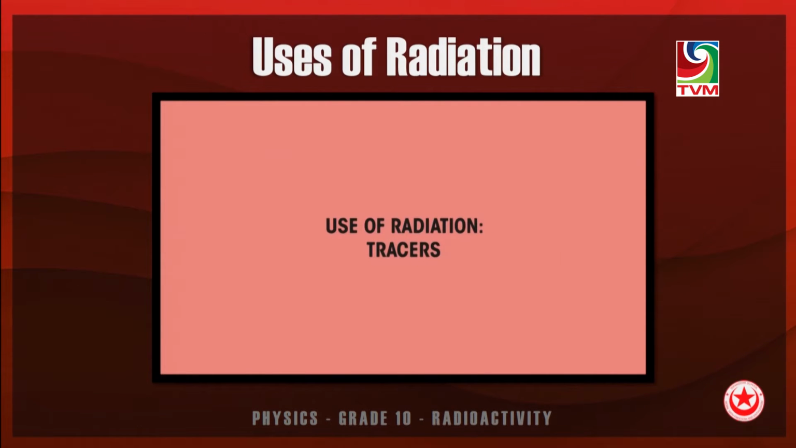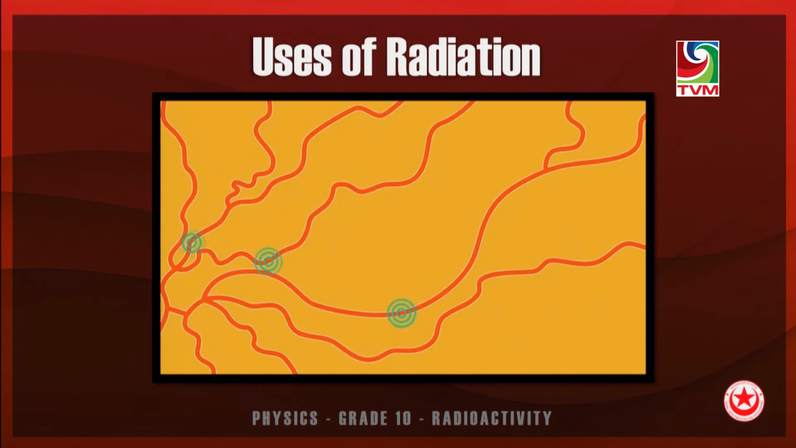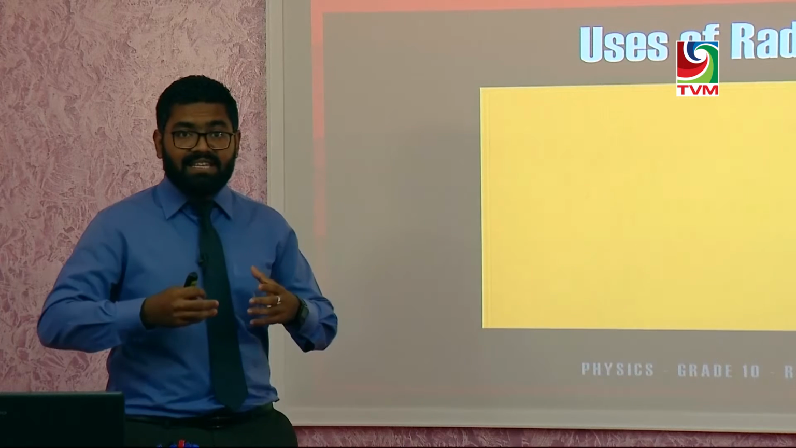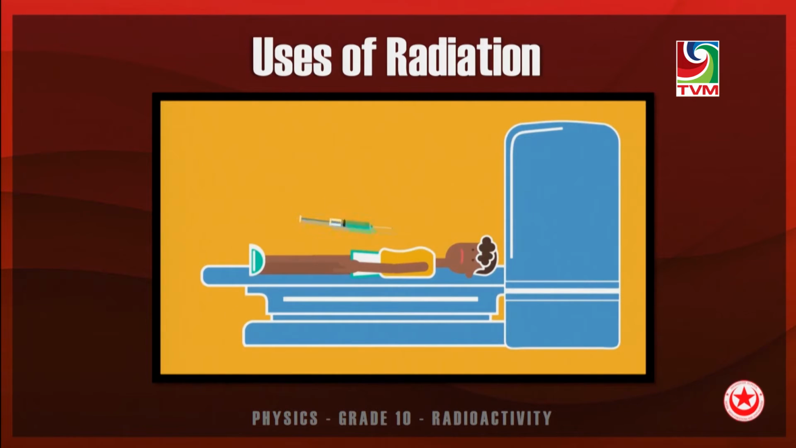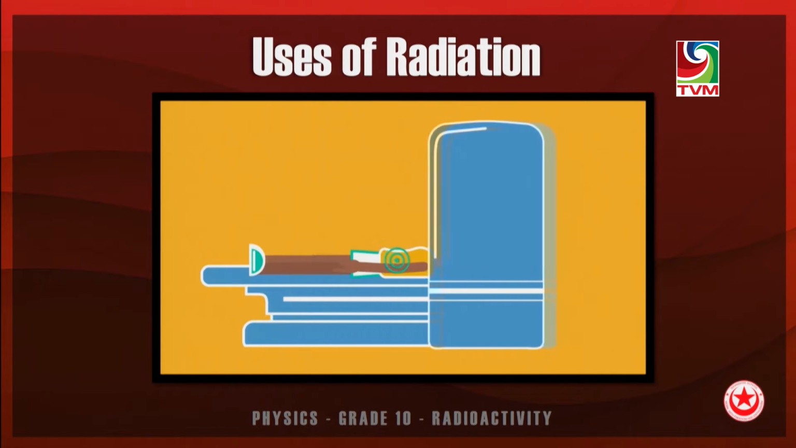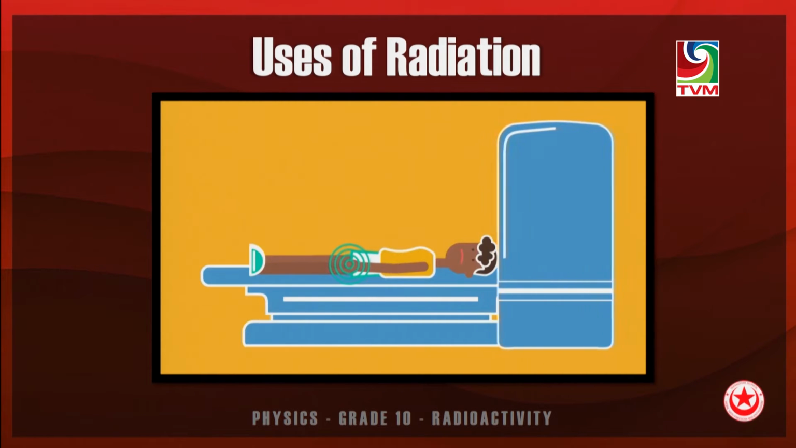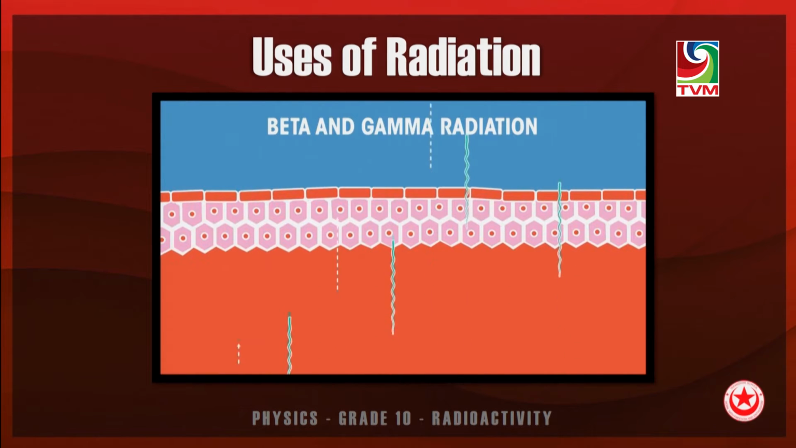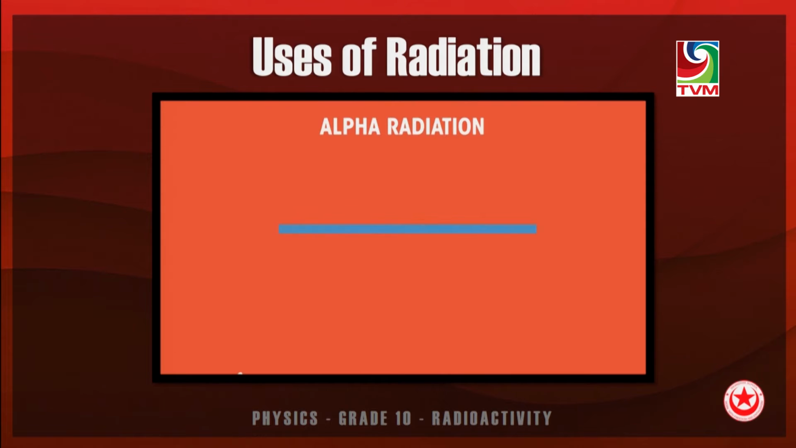Radiation can also be used as tracers. As you can see here, a radioactive substance can be injected into our bloodstream and then it can be used to trace issues inside our body. For example, blood clots can be identified using this tracing process. As you can see, the scanner identifies based on the radiation and the emission. And you must note that alpha is not used in this one because it cannot penetrate through our skin. In this, they only use gamma and beta particles to do this work.